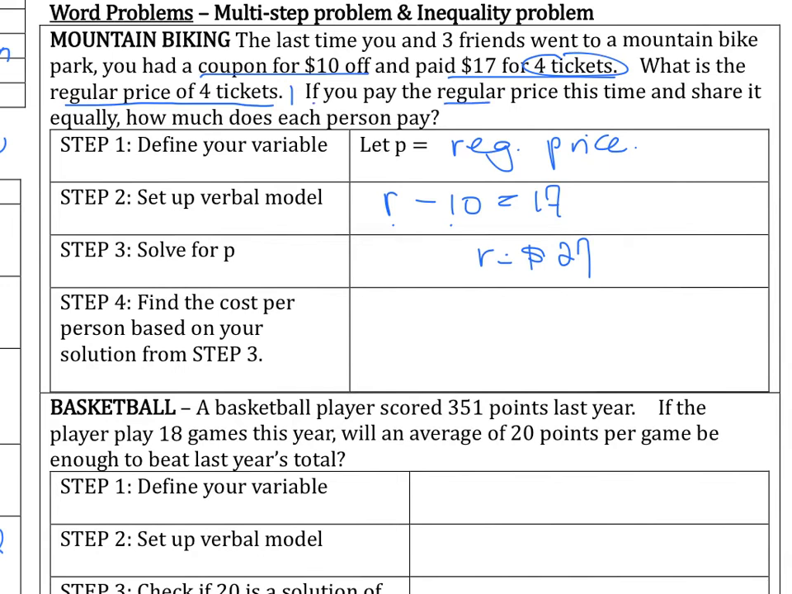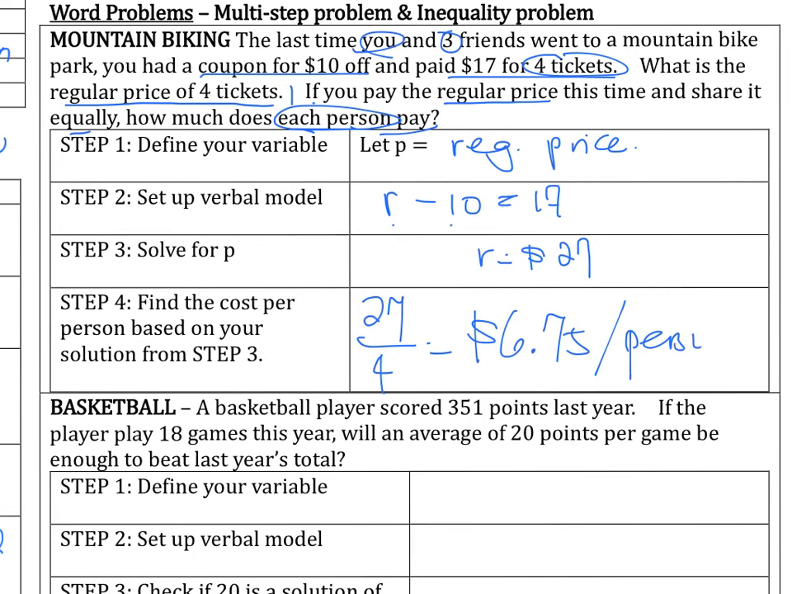If you pay the regular price this time and share it equally, how much does each person pay? So there are 4 of you, you and 3 friends. So you're going to have to take 27 divided by 4. And that would be $6.75 per person. So there are 2 answers. $27 for the regular price and $6.75 per person.